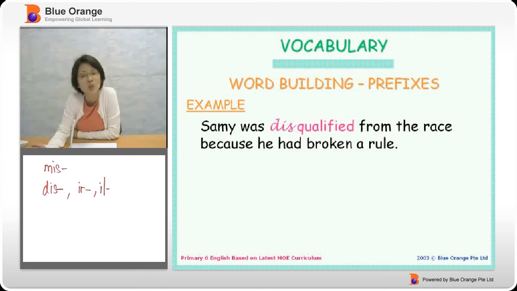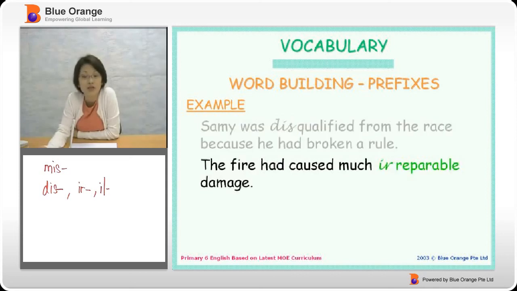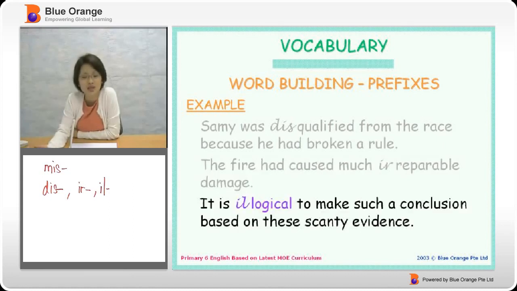Sammy was disqualified from the race because he had broken a rule. Disqualified, not qualified. That means he's not allowed to even participate in that race. The fire had caused much irreparable damage. Irreparable, not repairable. Cannot be repaired. It is illogical to make such a conclusion based on these scanty evidence. Illogical means not logical. Not logical means it doesn't make sense.